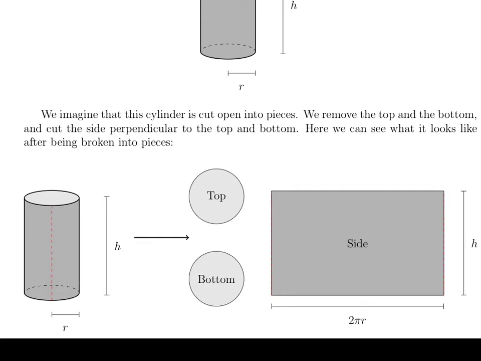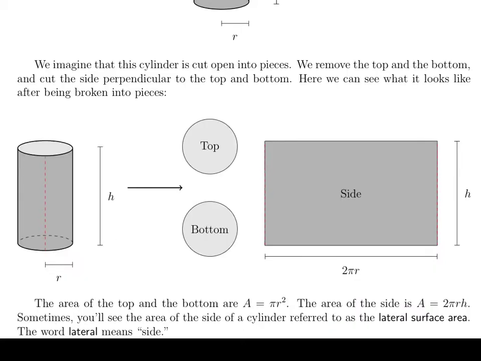So the rectangular slab has height h, which is the same height as the cylinder, and then the other dimension is 2 pi r. That's because if the cylinder has base radius r, then the circumference of the base is 2 pi r, and when we unfurl this thing, that's what we're going to get for the length of the side of that rectangular piece.